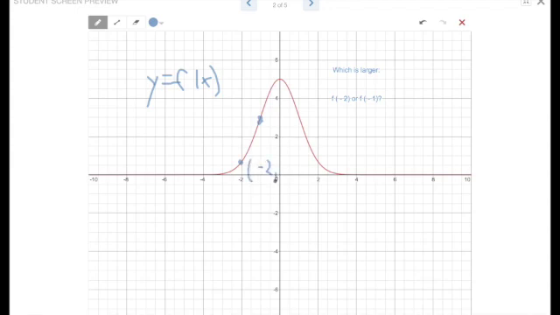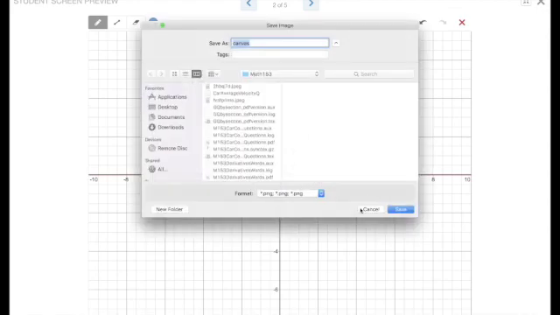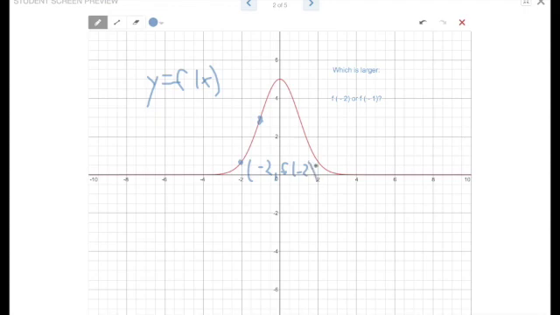And so by comparing the y values I can see, I don't even have to count grids or anything. Just by comparing the y values I can see that it's definitely true that f of negative 1 is bigger than f of negative 2.